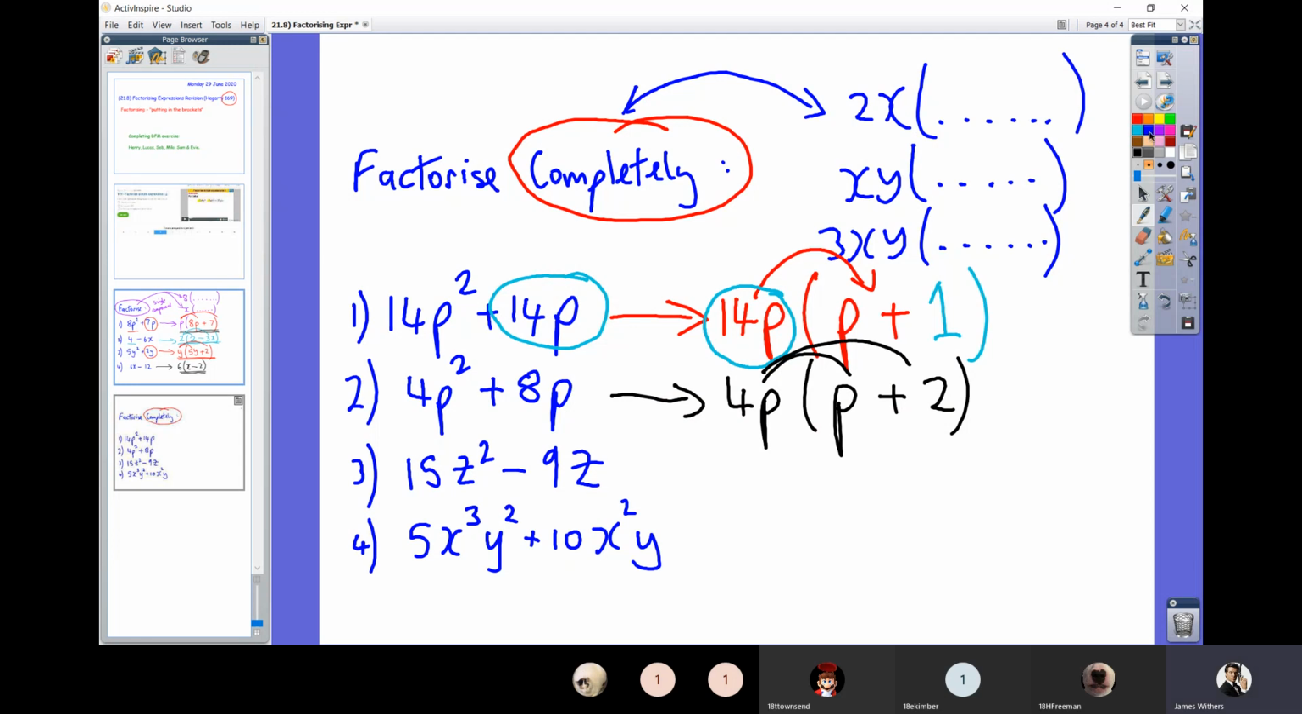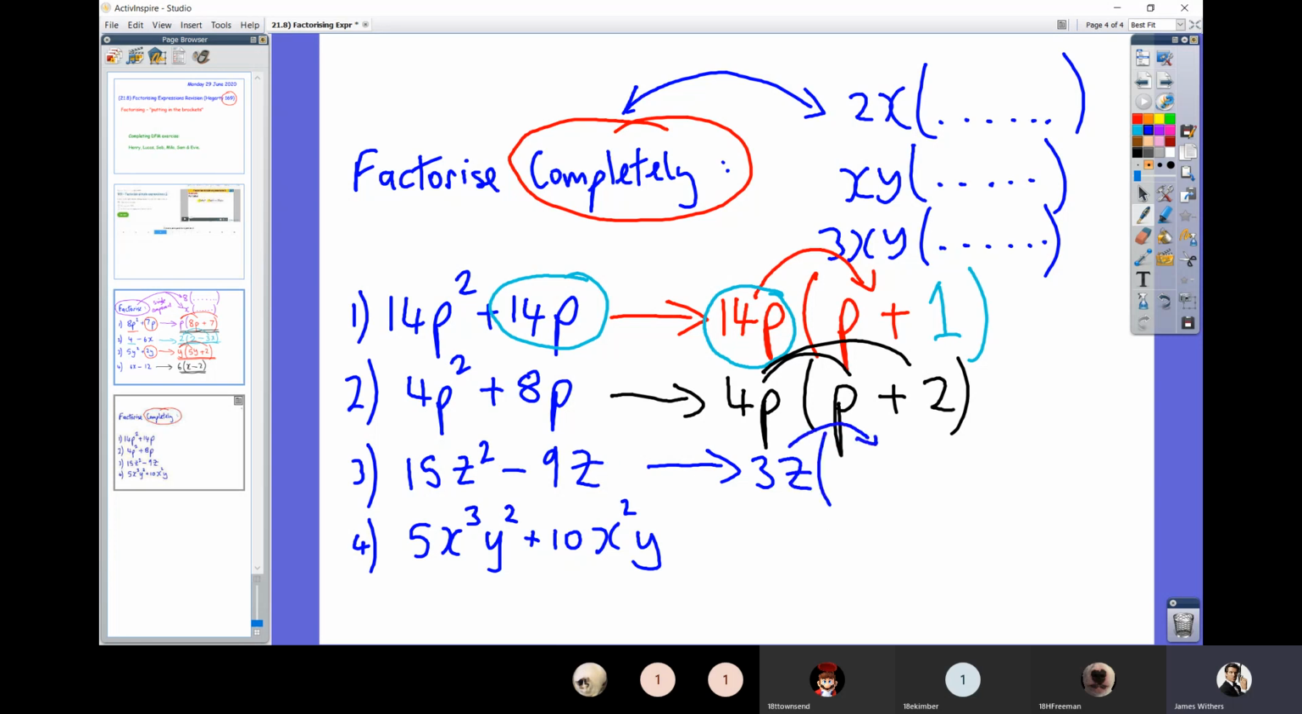Okay, third one. What's the highest common factor of 15 and 9? Well, does 3 go into them? Yes, it does. Does 6 go into both of them? No. 3 is the highest common factor. And then what's the biggest number of z's that go into both z squared and z? That's a single z. Open my brackets.